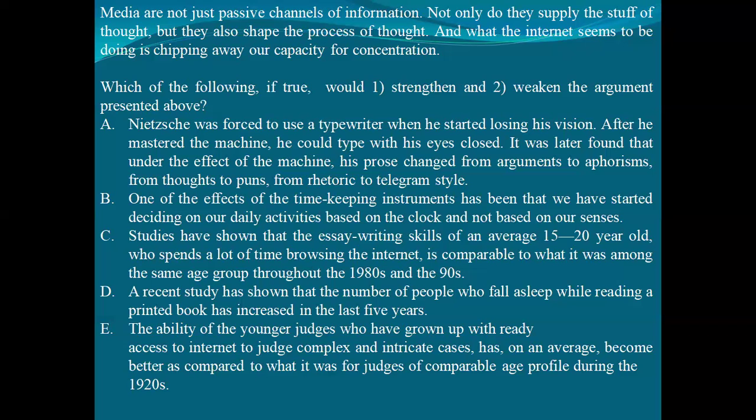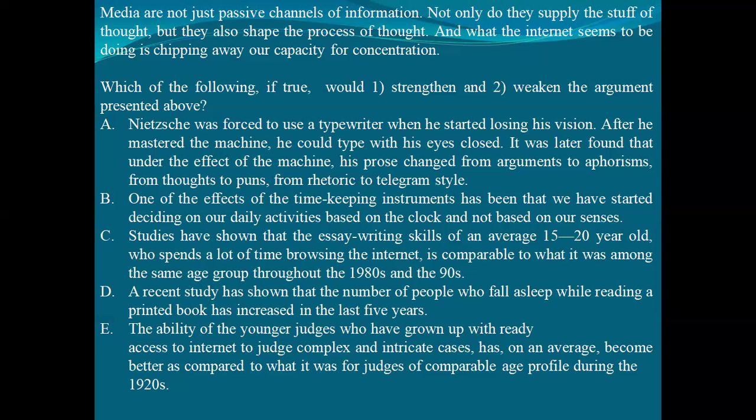The ability of the younger judges who have grown up with ready access to the internet to judge complex and intricate cases has on average become better as compared to what it was for judges of comparable age profile during the 1920s. So, on the contrary, it is giving us one very good example where people with internet access have greater powers of concentration and analysis than people without. So this is excellent. But D is not the strengthening one. A is the strengthening one.